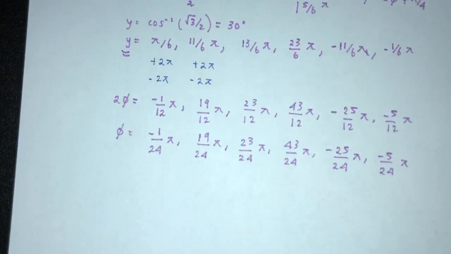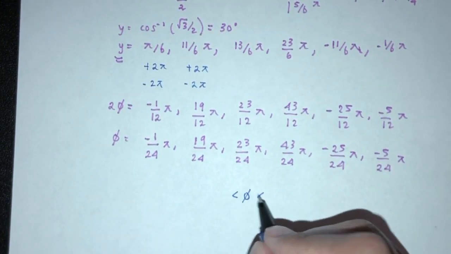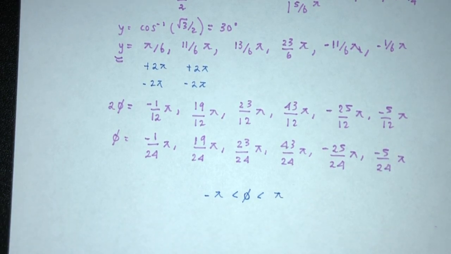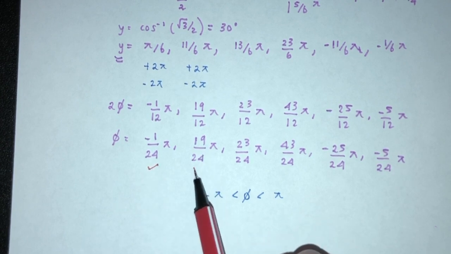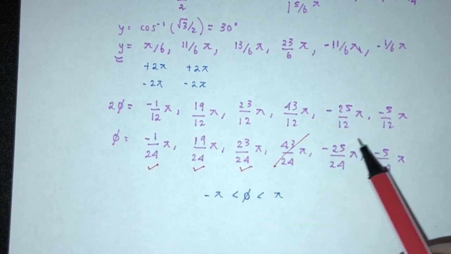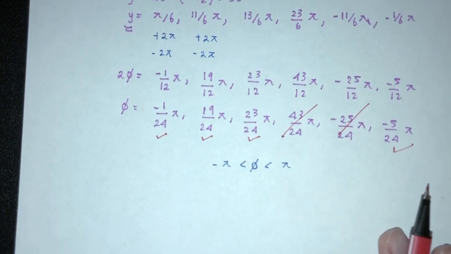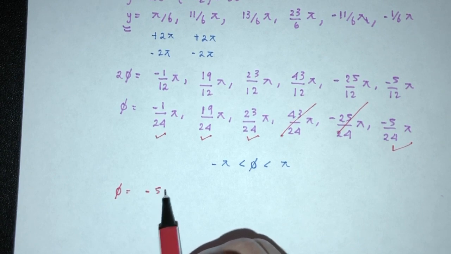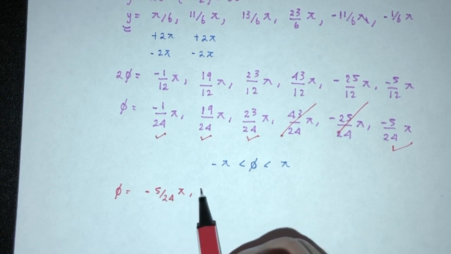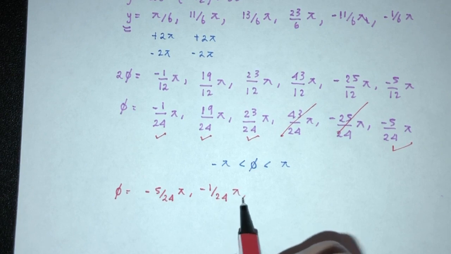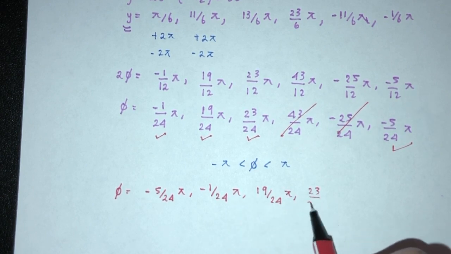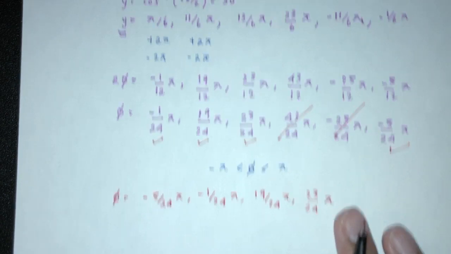Now we know the value of sigma is between the values of minus pi and pi. So we have to choose which values fall inside this domain. So this is okay, it's inside. This is okay as well, too much, and okay as well. So we have 4 values. Sigma will be minus 5 over 24 pi, minus 1 over 24 pi, 19 over 24 pi, and finally 23 over 24 pi. That will be in terms of pi for your answers.